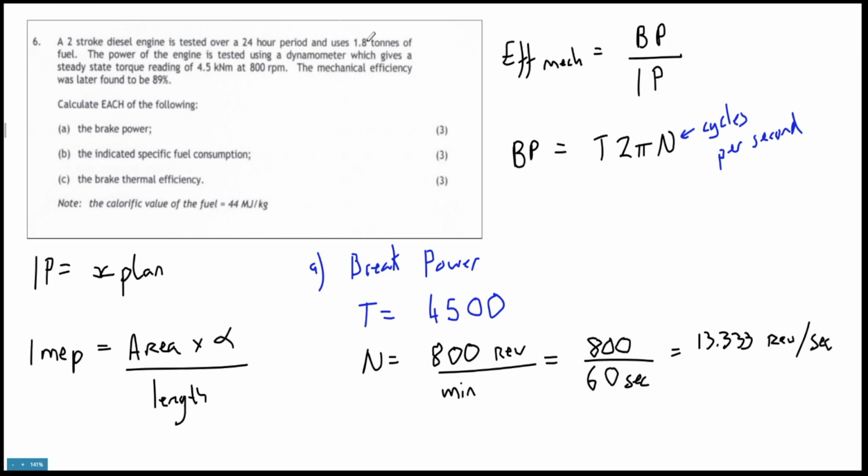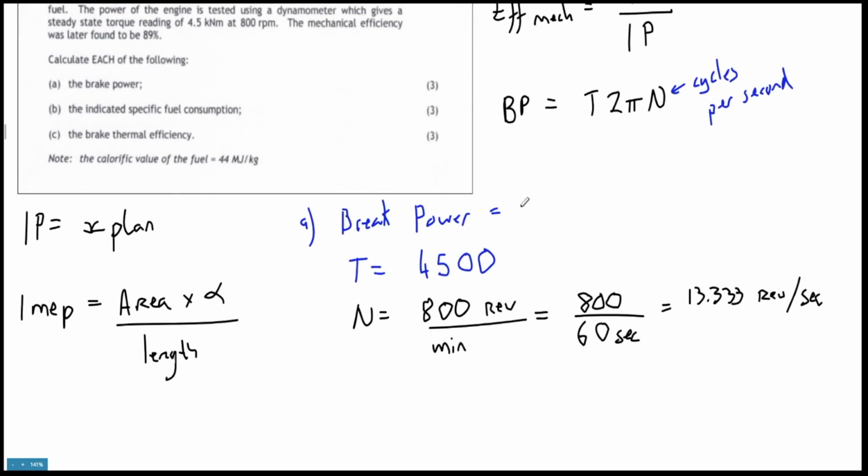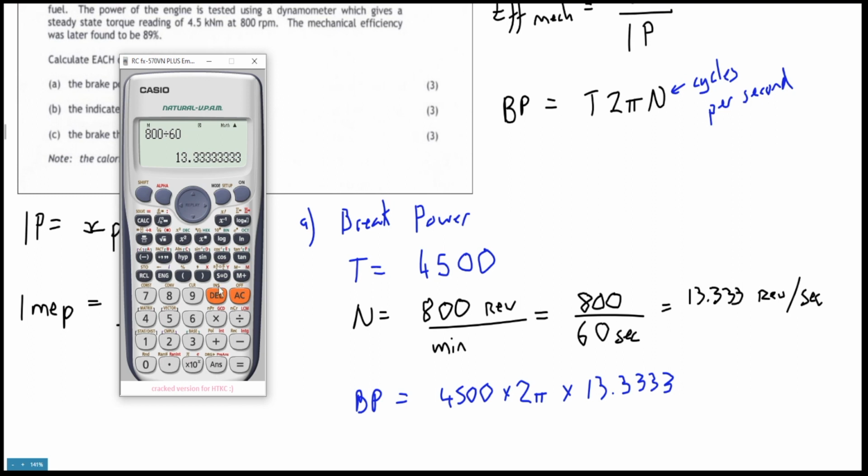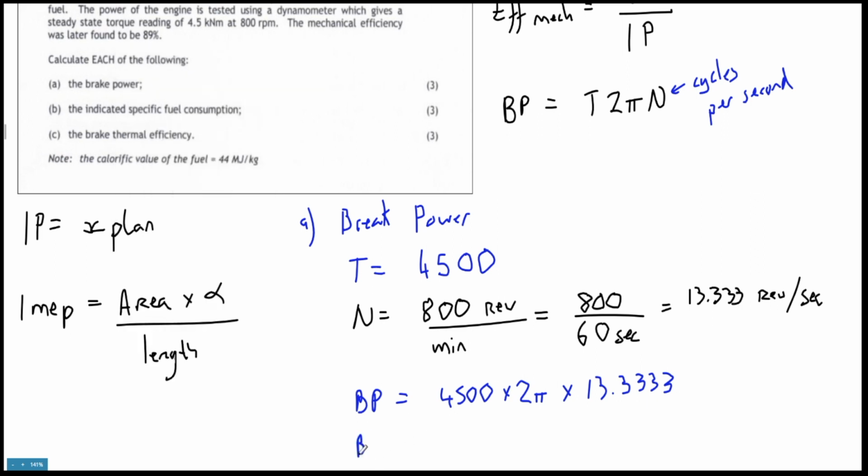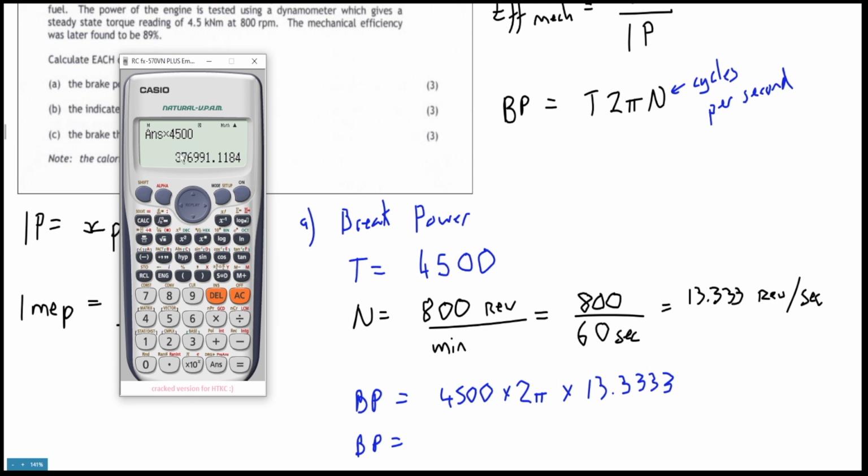It looks like a horrible formula, but it's not actually that bad because it's pretty simple. We can just plug stuff into it now. Brake power is going to be T, which is 4,500, times 2 pi, times 13.33333 recurring. So I grab my calculator, times that by 2 pi, and then times that by 4,500, and put it as a decimal. We're going to get a big number. This is my BP, and power is done in regular watts.